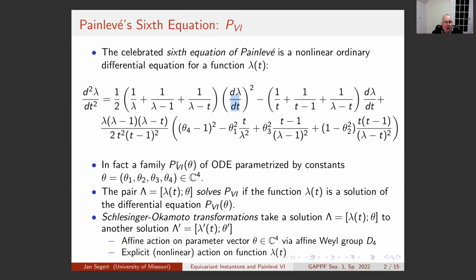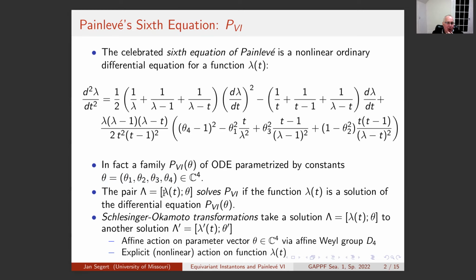So we'll call this PVI. VI stands for the Roman numeral 6, depending on theta, where theta is a vector of four complex numbers, a vector in C4. And here's how these four numbers appear as parameters in the differential equation. So when you talk about a solution of Painlevé VI, you talk about a solution for some choice of four constants here, or choice of a vector in C4. So we'll use this notation.